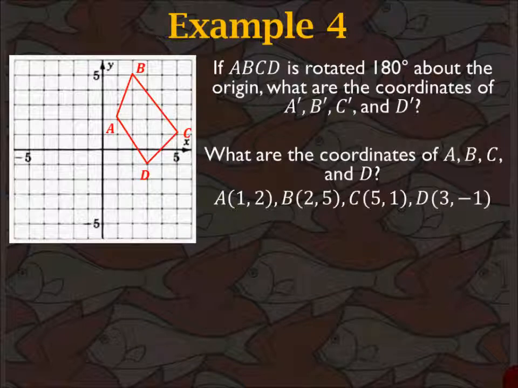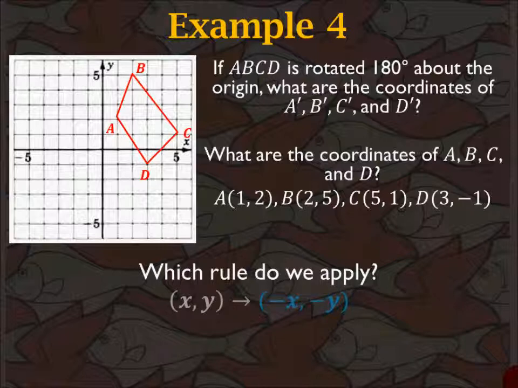Finally, example 4. A four-sided figure ABCD is rotated 180 degrees about the origin. What are the coordinates of the 4 new points? Go ahead and do this one. Well, the motion rule for 180 degrees is pretty simple. All you do is take (x, y) and convert it to (negative x, negative y). In other words, you just flip the signs for each one.